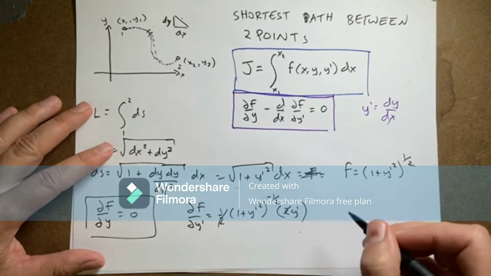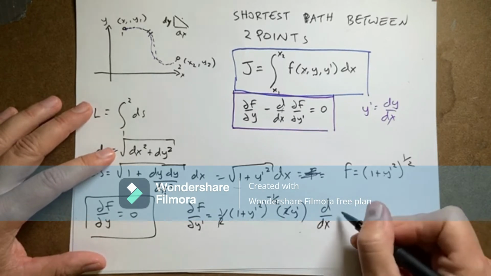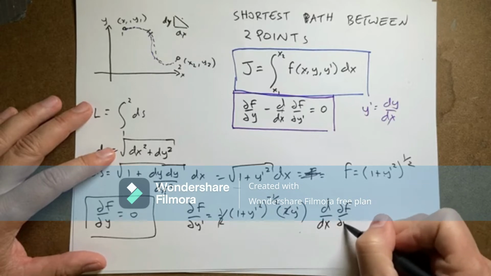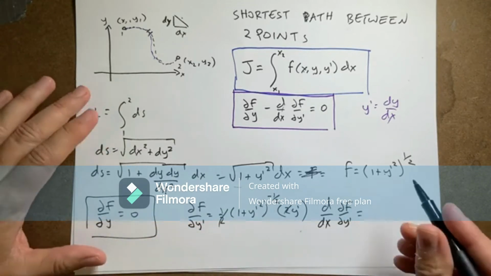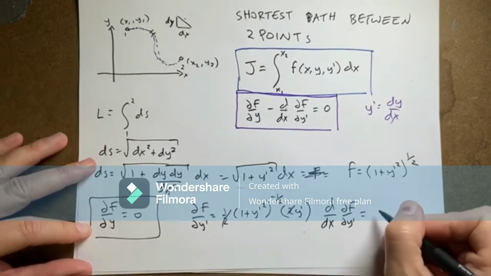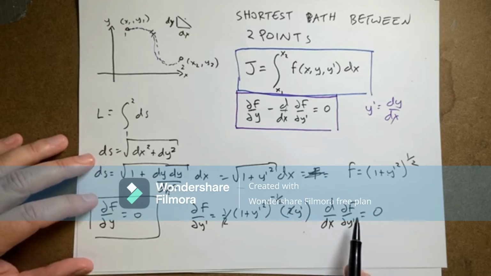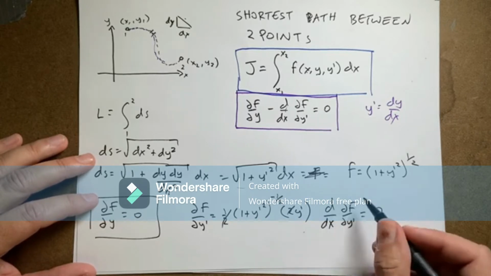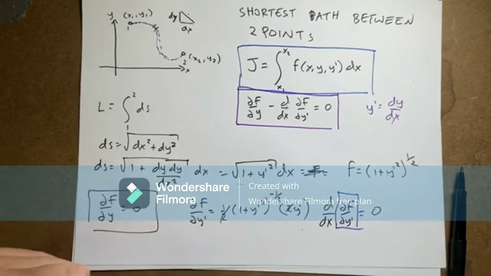So now I need to find the d dx of the partial of f with respect to y prime. I could do that, right? And I would have to take the derivative of all these terms, but I'm not going to. Because I know that since this is 0, the derivative of the partial of f with respect to y prime is 0, which means the partial of f with respect to y prime is a constant. Right? If I take the derivative and I get 0, then this part right here has to be a constant.